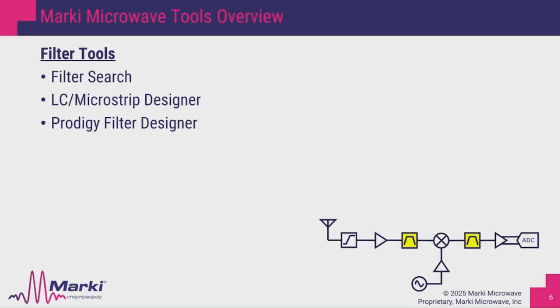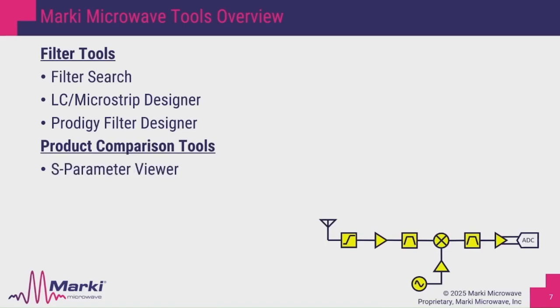But before we jump into the live demo, let's take a look at the next set of tools, which is our product comparison tools. The product comparison tools are designed to help you make quick, easy, and smart part selections by comparing real performance data that has been measured side by side. So there's 2 main tools in the product comparison tools. First is our S parameter viewer. This is great for comparing and overplotting small signal parameters for virtually any part in your signal chain.